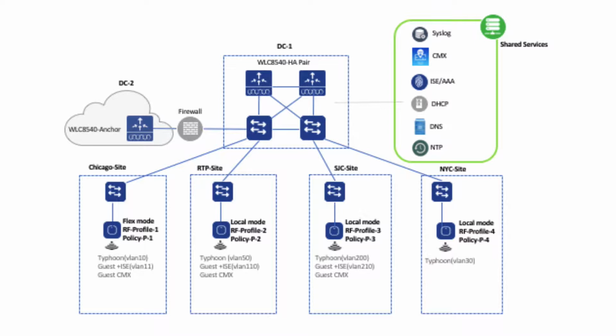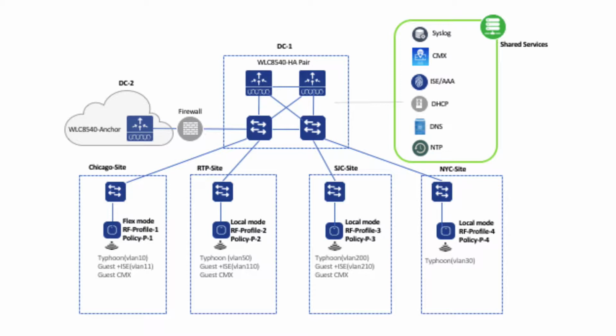We have a pair of WLCs in data center and multiple sites, for example, like Chicago, New York, San Jose. And Chicago here is a Flex Connect site, and rest are central sites. All these sites have same corporate SSID, which we're calling Typhoon, and also they are tied to different VLANs, and they have their own RF profiles.